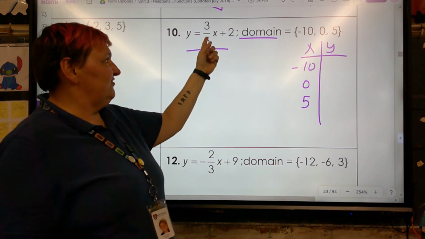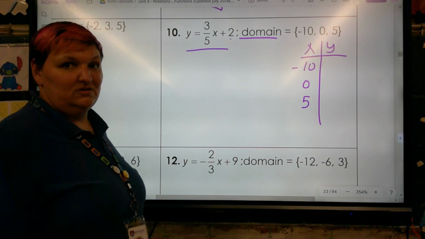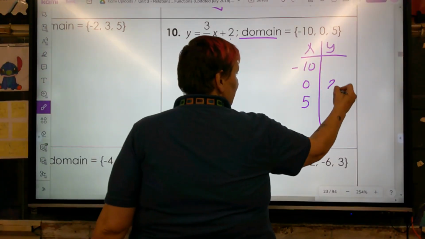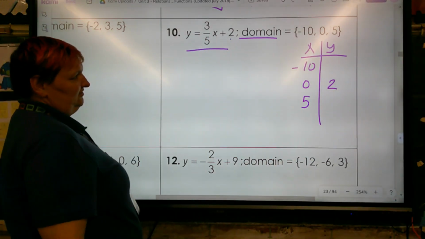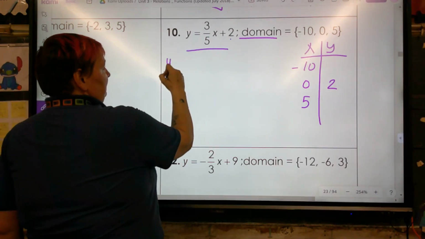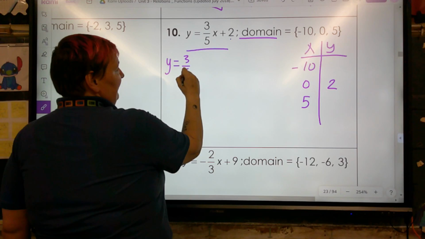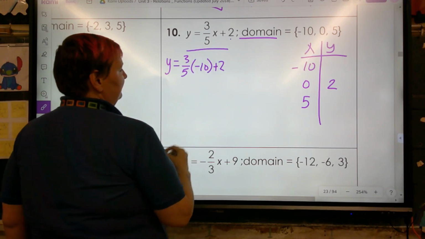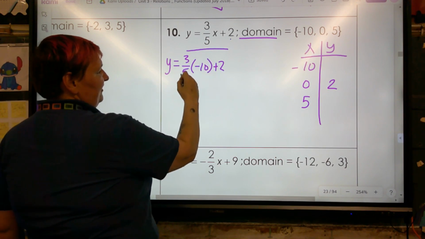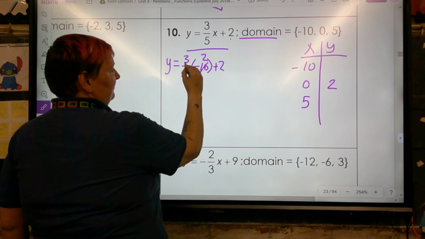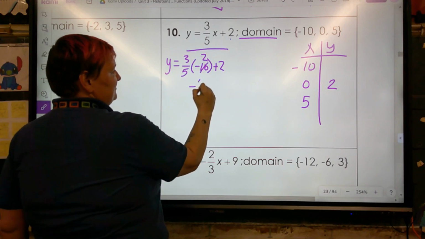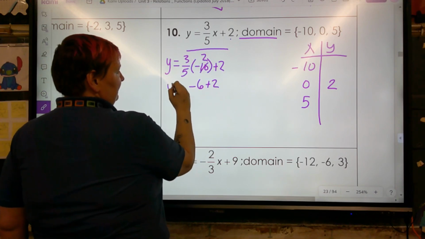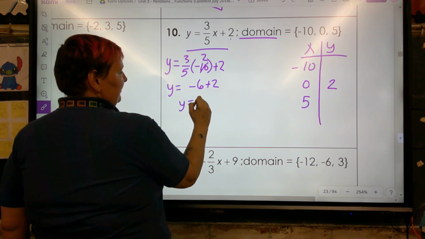If x is 0, then y is 2. So you only have to solve it 2 times. Y equals 3 over 5 times -10 plus 2. This simplifies. 10 divided by 5 is 2. 3 times -2 is -6. So y equals -4.